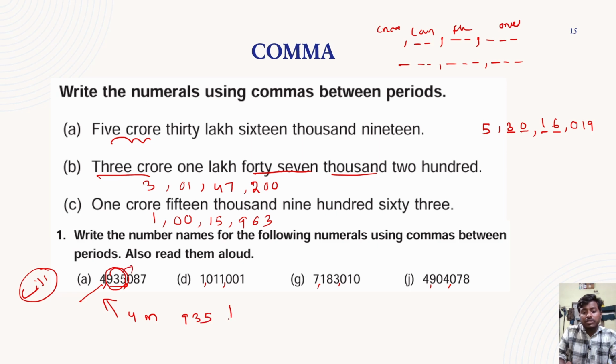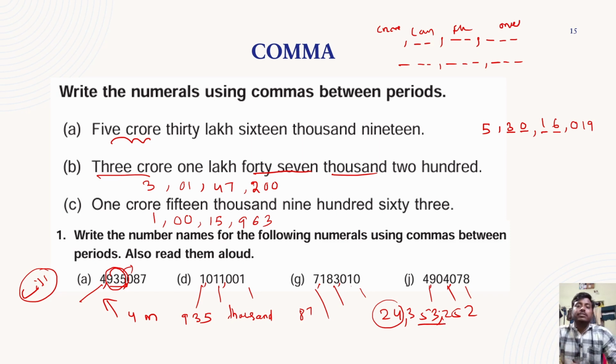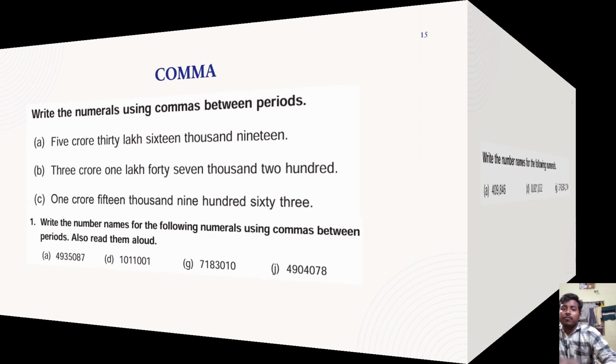This period is called the thousand. So simply write down thousand. Okay. Now 87. Similarly, 1,011,001, 7,183,010. Sorry, 183,010. 4,904,078. Suppose the question is 24,353,256. So how to read this? 24,353,252. I hope all of you are clear.